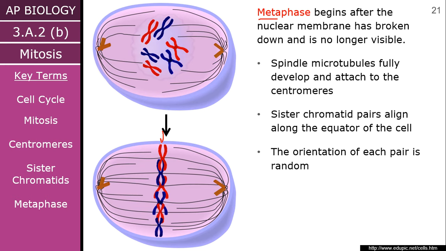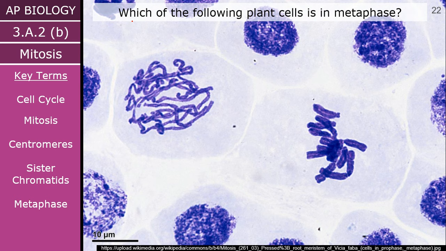They're going to line up right along the middle. Okay. And it says sister chromatid pairs align. That's because this part of the X is a sister chromatid and this part of the X is a sister chromatid. And they're just aligned along the equator of the cell. And the actual orientation, so whether it's like upside down and which one's on top, which one's on bottom, all that stuff, that's random. Okay, so there is some randomness here, and that's going to be important later. But everything is lined up in the middle during metaphase. So what of these cells looks like it's in metaphase? Take a quick second.